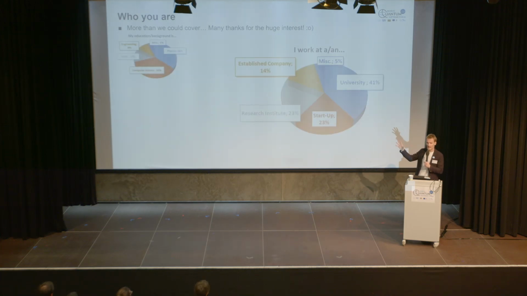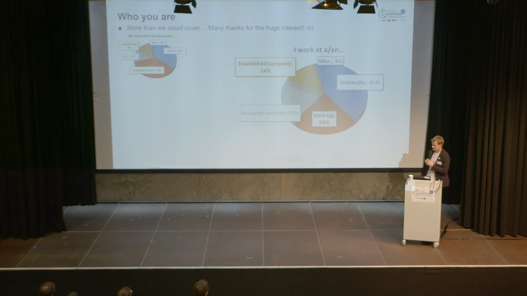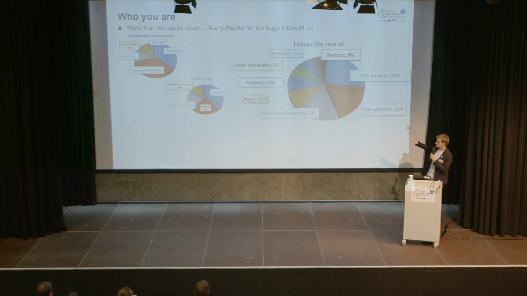Also interesting, we have a good combination of academia and industry: 2/3 academia from research institutes and universities, 23% from startups, and 14% from established companies. Quite a nice mixture. I'm particularly happy about this stat because it shows we have juniors like students and PhD students, seniors from senior development and postdocs, some professors, but also 21% management. So maybe this is helpful here: go back to your companies and institutions and tell everyone it's great that we have great quantum computers, but please don't forget the software. It's good that you're here to see why software is needed and what kind of cool software solutions are already there.